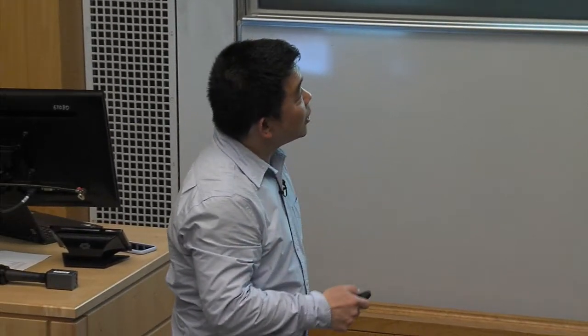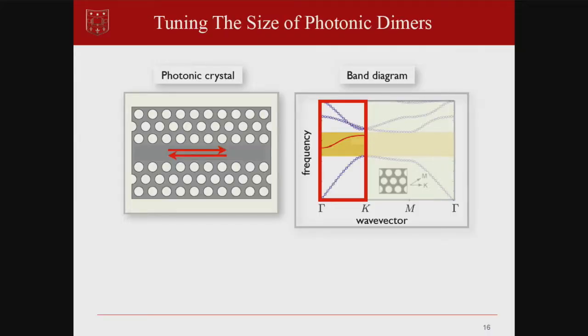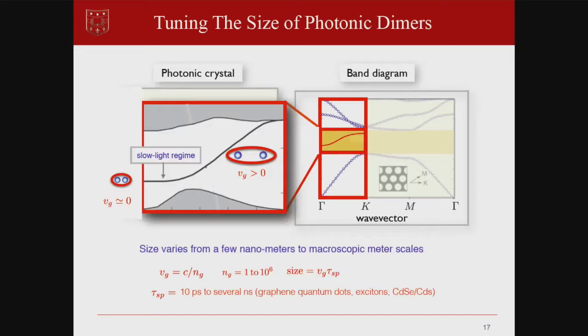For example, in a typical photonic two-dimensional waveguide, this represents a typical band diagram. So this is the photonic crystal. This is the waveguide wherein the dimer propagates. In this region, the group velocity is high, say 0.1 of the speed of light. And here it's flat, so the group velocity is zero. Then in this region, if we engineer the dimer at this frequency, the dimer size will be much, much smaller than that in this region. So in general, by tuning the band diagram, we can change the size of the photonic dimer from a few nanometers to microscopic meter size. So this tunability is very unique.